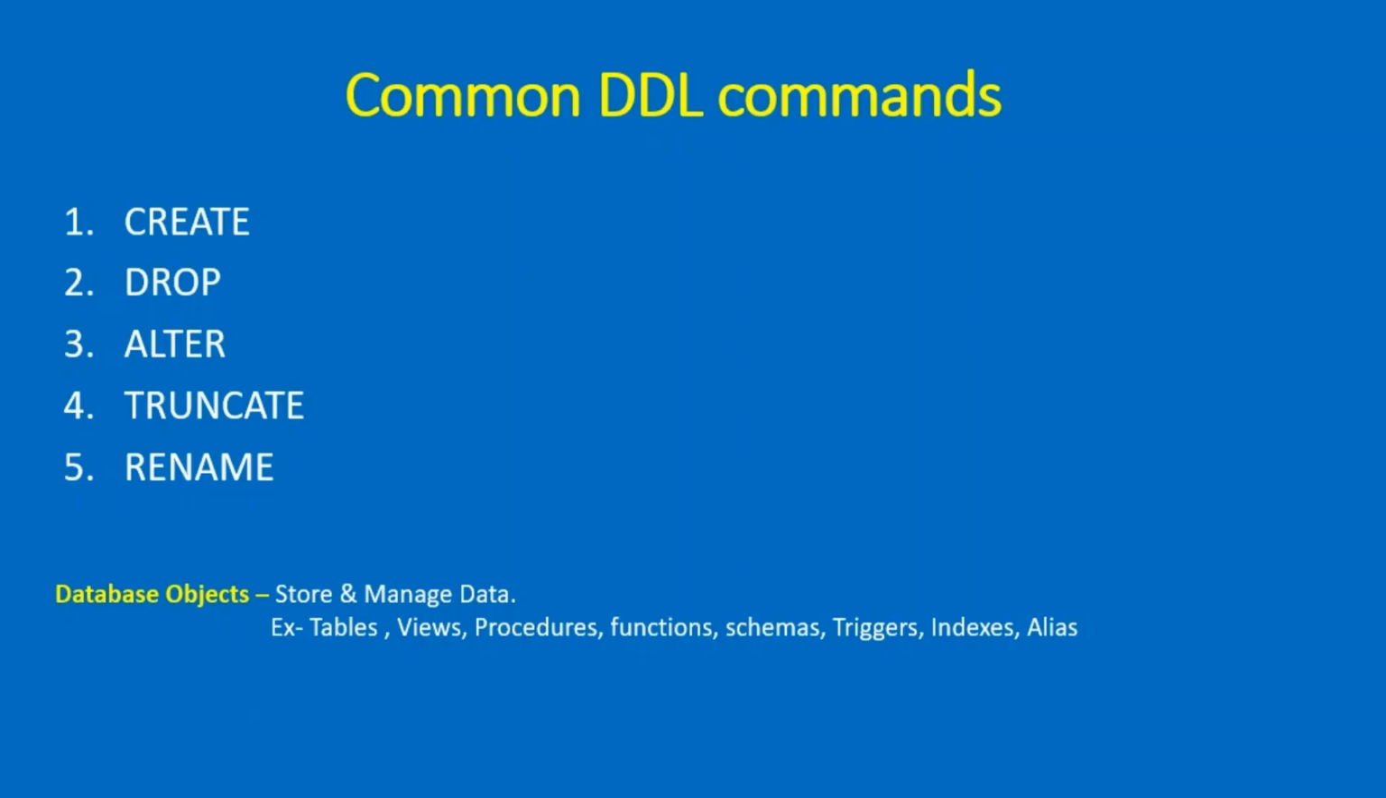Now you must be wondering what are database objects. Database objects are essential components that are used to store and manage data. Some common examples are tables, views, procedures, functions, schemas, triggers, indexes, and alias.